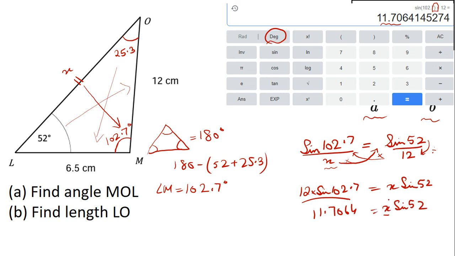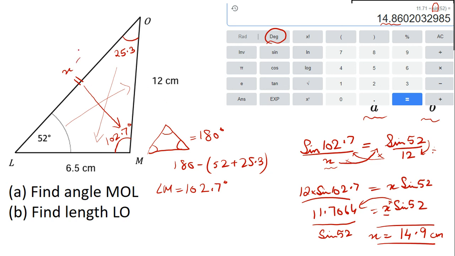Now that I have to find my x, I'm going to take my sine 52 to the other side. This x is in multiplication with the sine 52, so when it goes to the other side, it turns into division. So 11.7064 and so on divided by sine 52. If I do that, I have something like this: 11.71 divided by sine 52, which is 14.860 and so on. I could just round it off to one decimal place, saying that it's 14.9 centimeters. So that means that this length right here, that is LO, is 14.9.